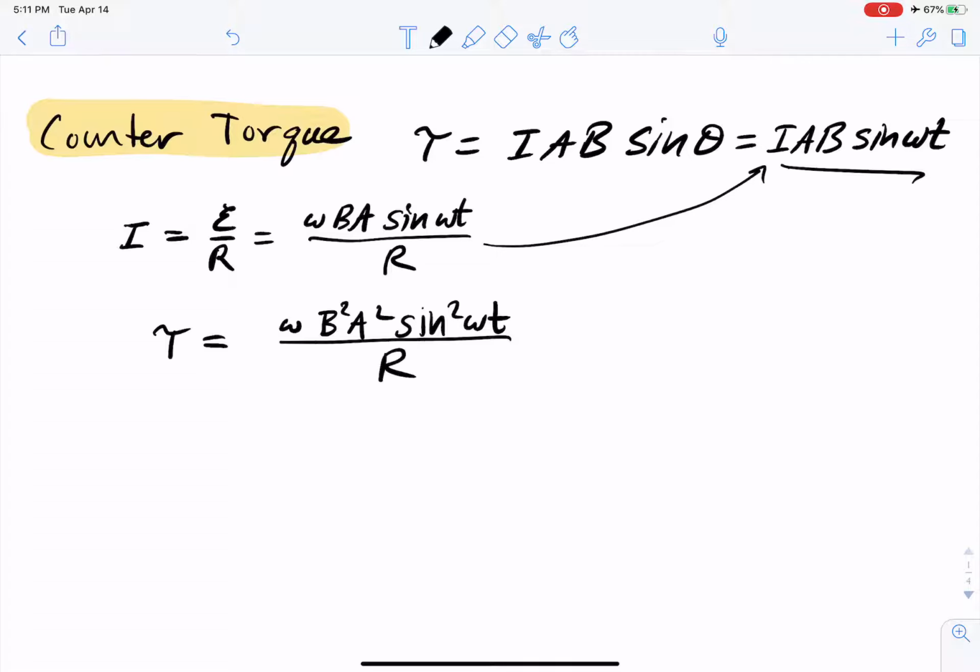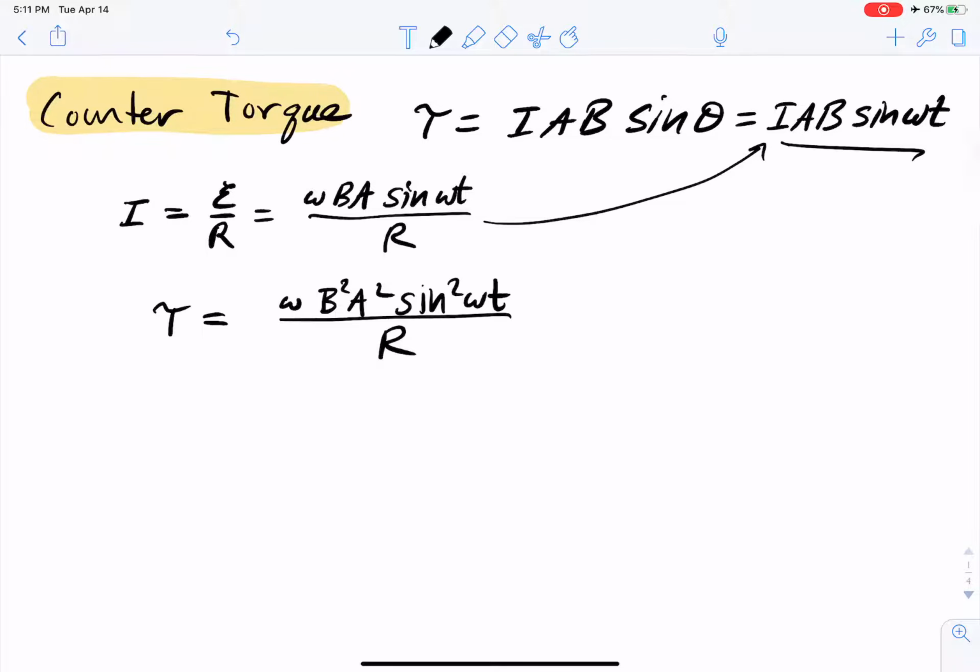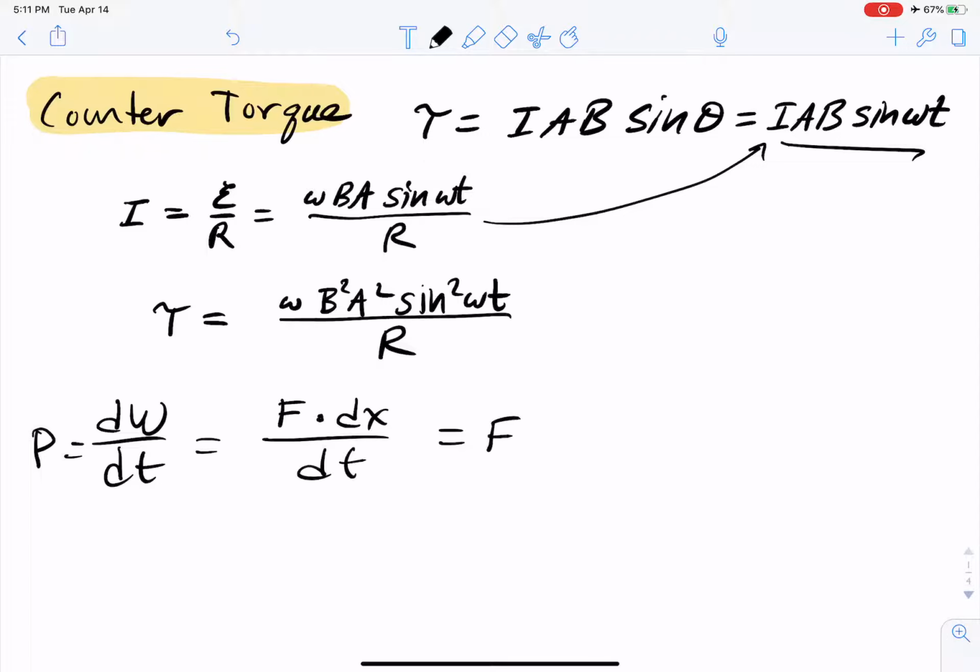Okay, now that's the torque. Now, if you remember, the amount of power it takes to drive something like that, you can use the same law we use for linear motion. So what's the amount of work done? The amount of work per time, that's the power, is the force times the displacement over the time. So this is the force times the velocity. And it works the same for torque.